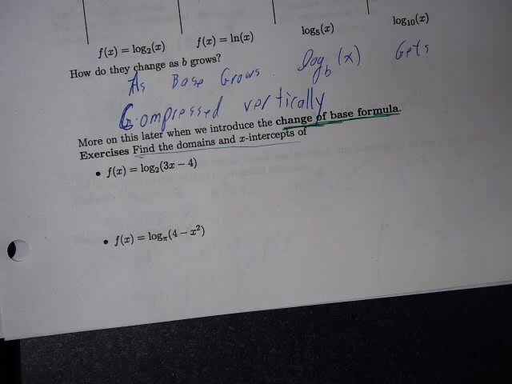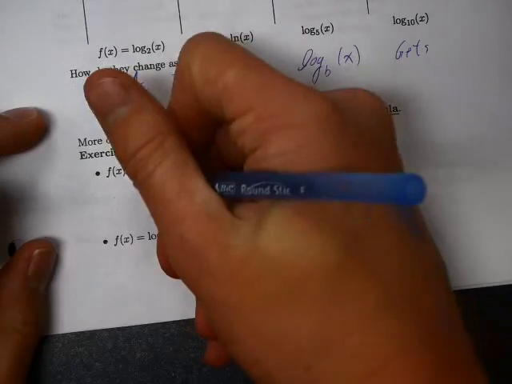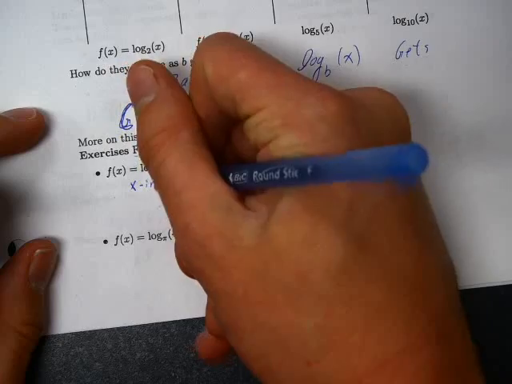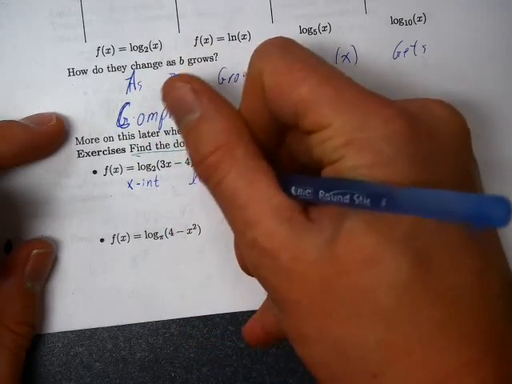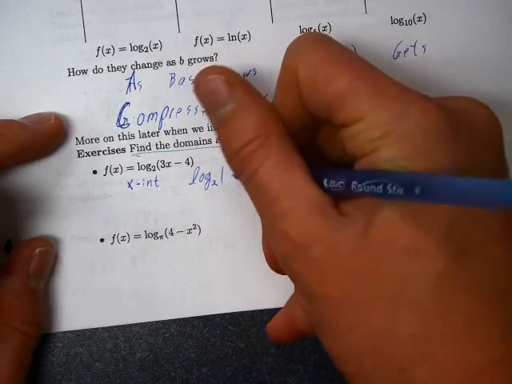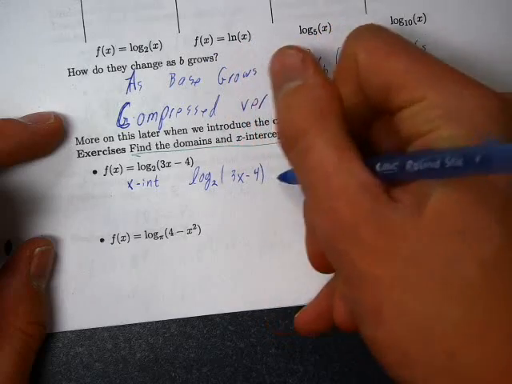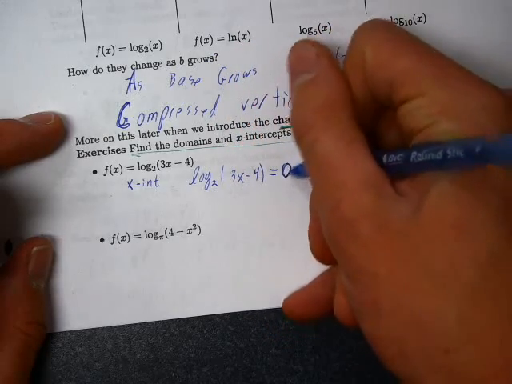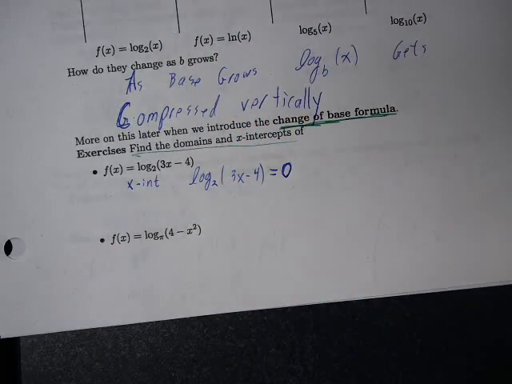Cool. So how do you find x-intercepts of a function? Set y equal to 0. So you set the whole function equal to 0. Let's find the x-intercept of this function. So that means I want to set log base 2 of 3x minus 4 equals 0, and I want to know what x is. So what would you want to do to that equation to figure out what x is?